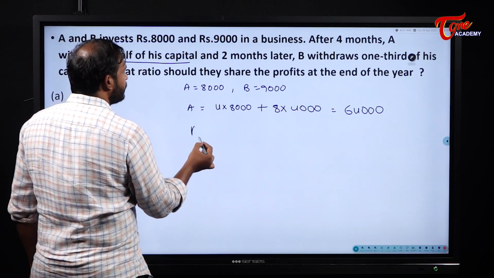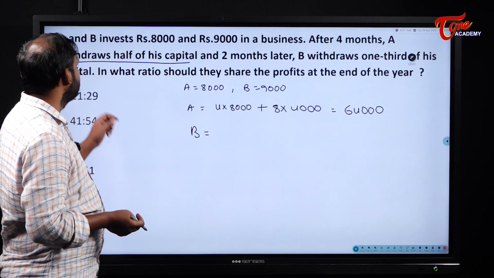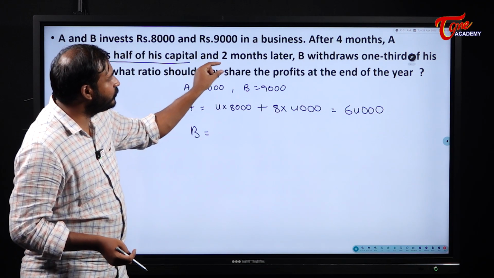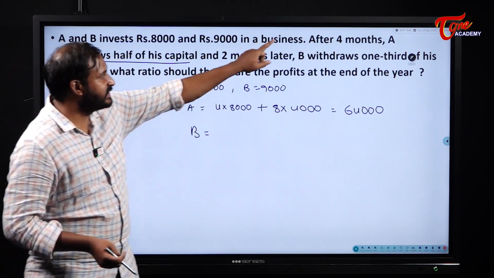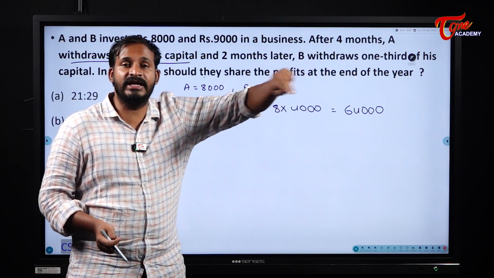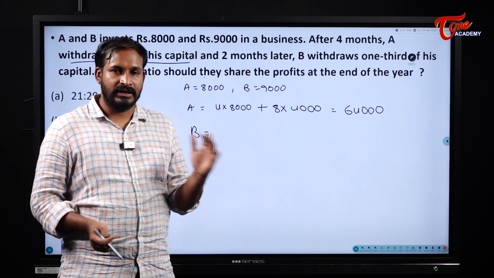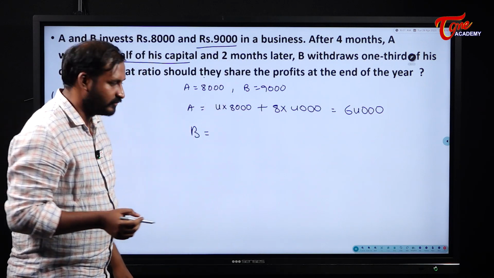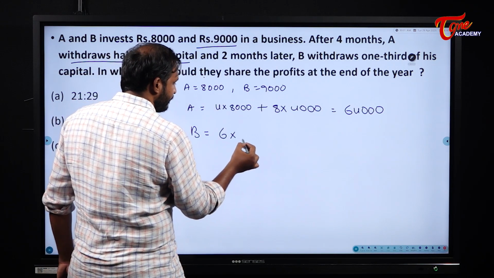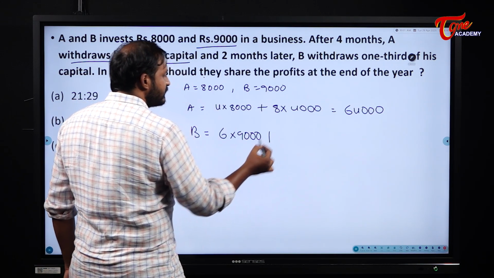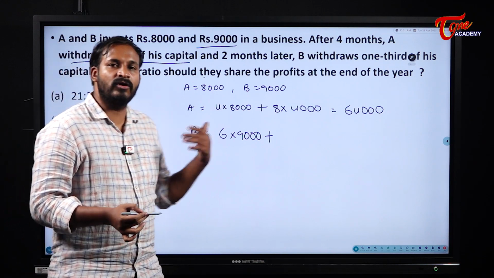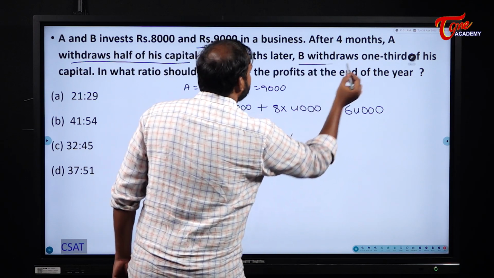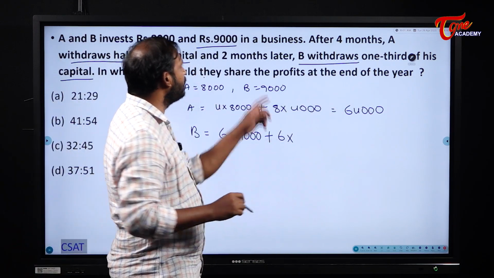Now, when it comes to B, please observe carefully. After 4 months, A withdraws half of his capital, and 2 months later, that means the first instance at 4 months happened, and then once again after 2 months, how many months are now covered? 6 months. So up to 6 months, B's investment is how much? 9,000. So 6 into 9,000 plus, in a year, if 6 months have passed, how many months are left? 6 months. For the remaining 6 months, B withdraws 1/3 of his capital.